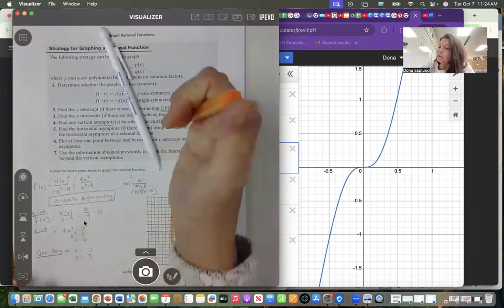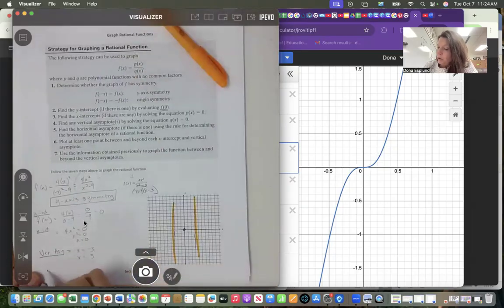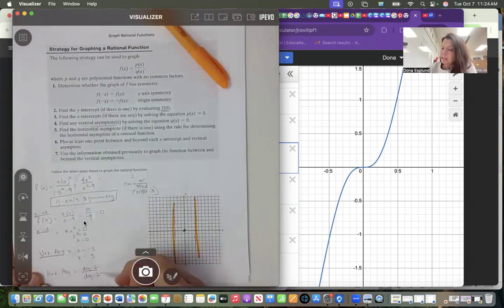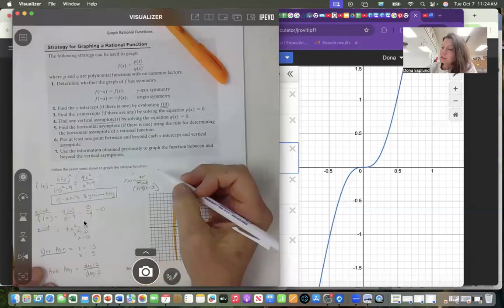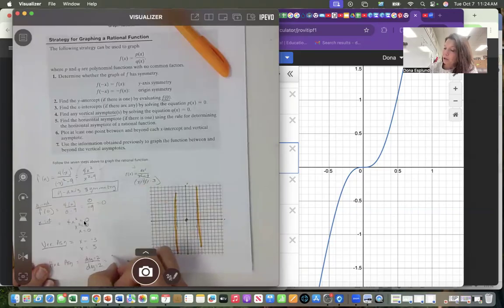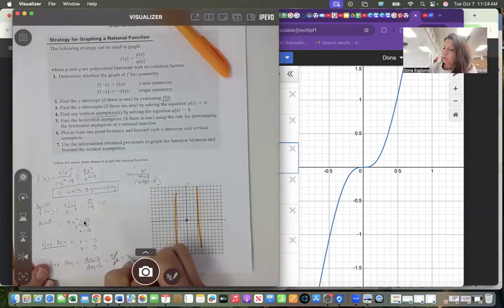Okay. Then I'm going to look for horizontal asymptotes. So on my horizontal asymptotes, I'm going to go ahead and look at my degrees. So the degree on the top is going to equal 2, but then the degree on the bottom is also equal to 2. And because they're equal, I'm going to eliminate anything added or subtracted. And I'm going to go 4x squared over x squared and cancel out my x squared. So that means that I have a horizontal asymptote at y equals 4.